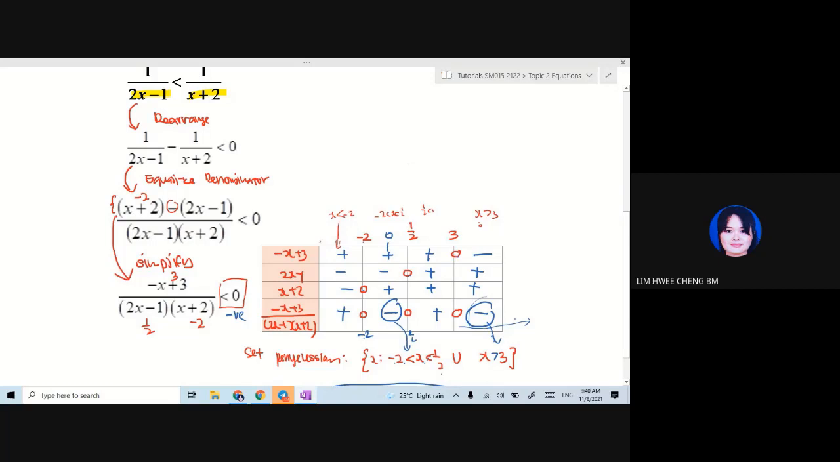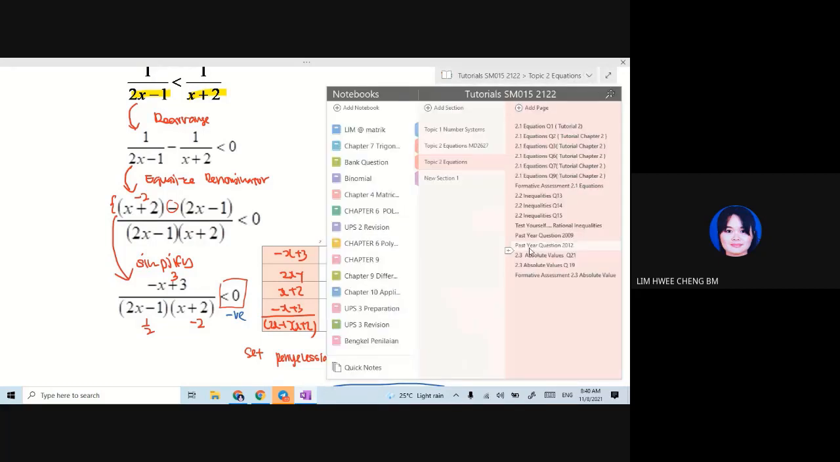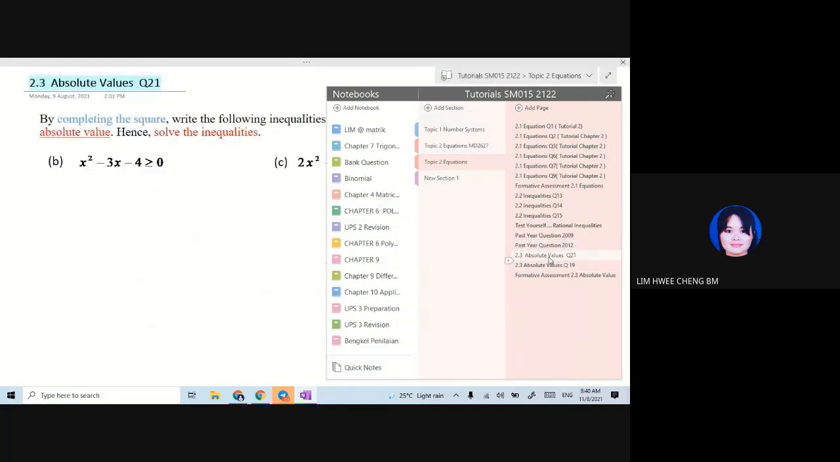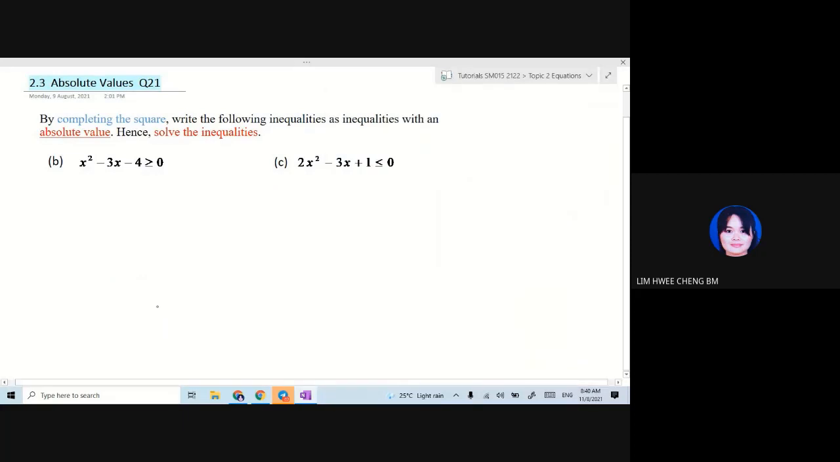Okay, boleh? This is all the parts here. Untuk ini, something like this will come out in your UPS, lah. Take note, lah. The question says, by using completing the square, write the following inequality. If you still remember, yesterday I said that the square root of x squared is equivalent to the absolute value of x.